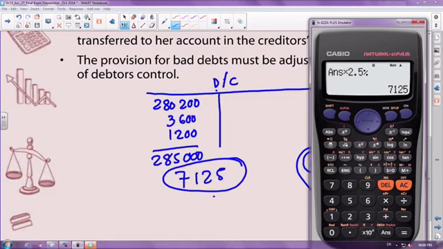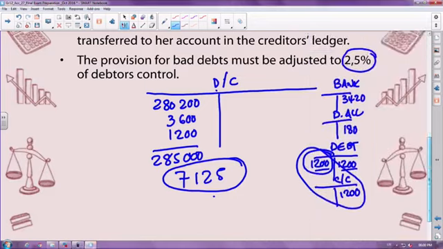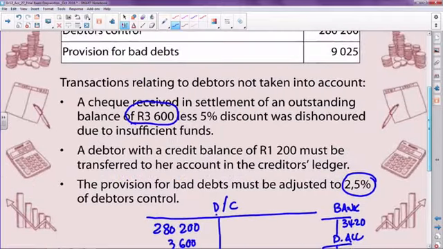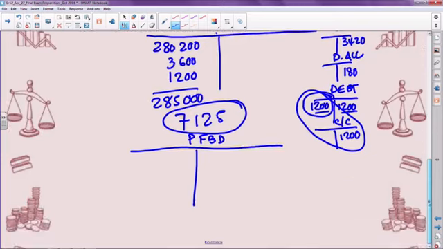But I want to take this question a wee bit further. Although the question didn't ask for it, I want to take it a wee bit further just so that you understand what's happening. Watch. So here's my provision for bad debts, and the provision for bad debts had a balance of 9025. We always find that people battle with this, so maybe a good time to do it. 9025 is the balance in my provision for bad debts.